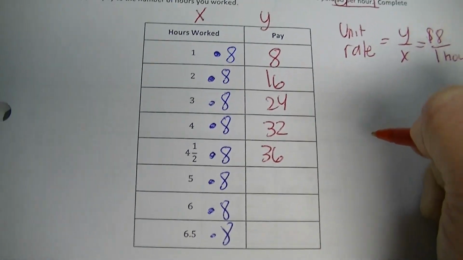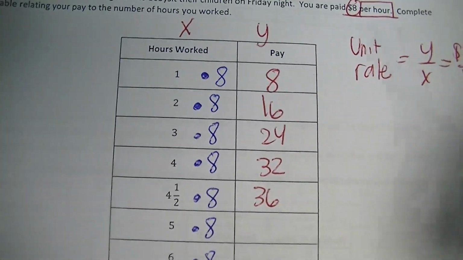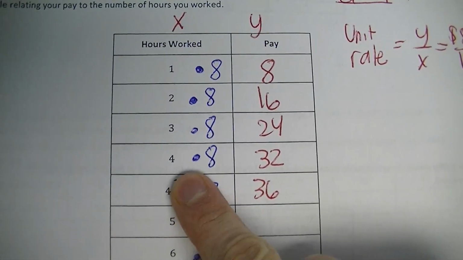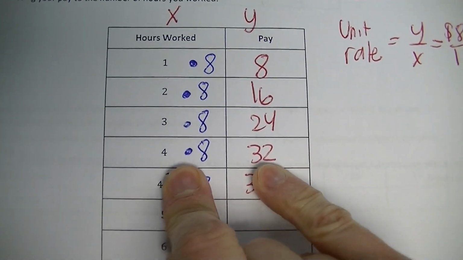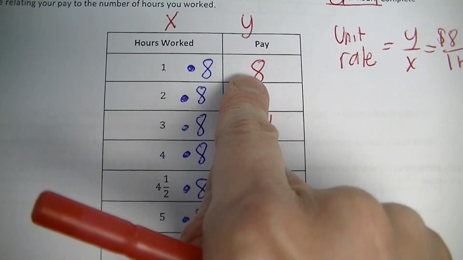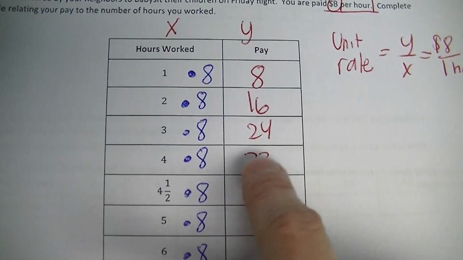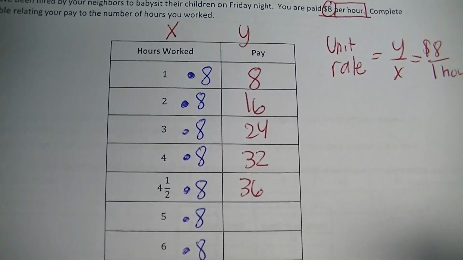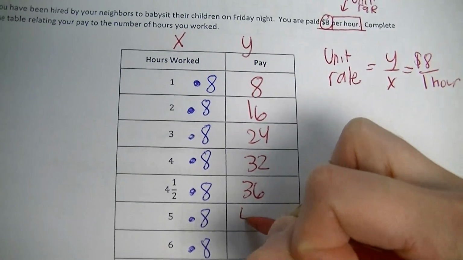Another way you can think of this, if this doesn't come very straightforwardly to you: how much did they make for 4 hours? They made $32. Then how much would they make for half an hour? If 1 full hour was $8, then a half hour would be $4. So 4 plus 32 gives you the 36. If you worked 5 hours, you would make $40.